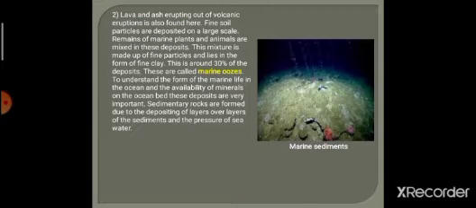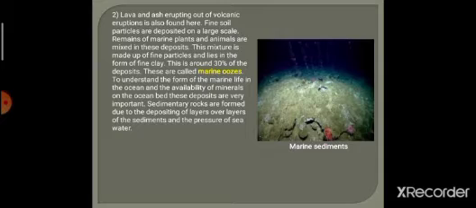The second: lava and ash erupting out of volcanic eruptions is also found here. Fine soil particles are deposited on a large scale. Remains of marine plants and animals are mixed in these deposits. This mixture is made up of fine particles and lies in the form of fine clay. This is around 30% of the deposits. These are called marine ooze.